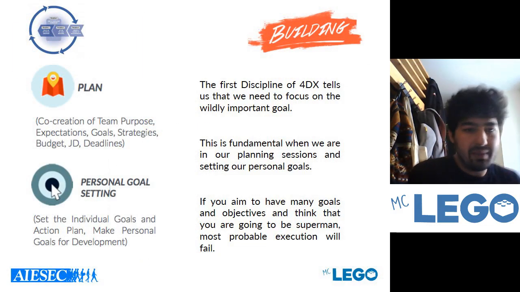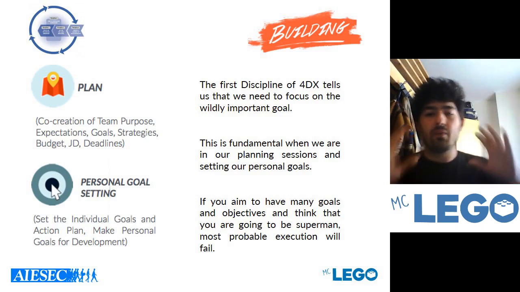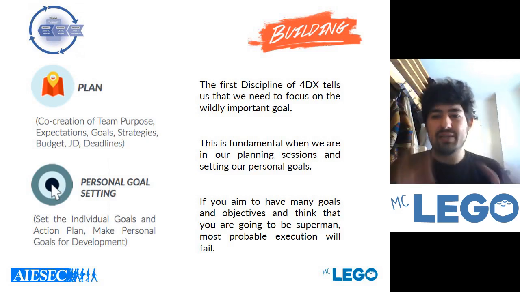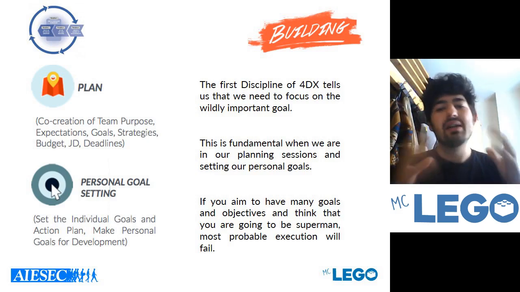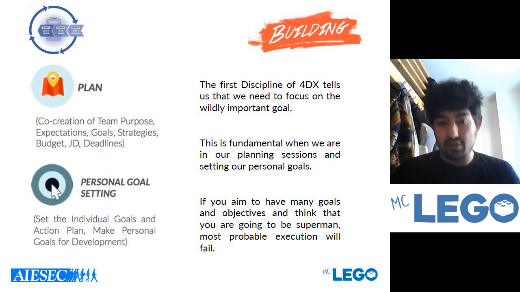For example, in the building phase, the first discipline of 4DX tells us that we need to focus on the wildly important goal. We need to have a wildly important goal, and this is essential for planning. And then it's also essential that we have a clear set of goals and objectives, lead and lag measures that we are going to have in order to achieve the goal of the team, and then ensure the execution.